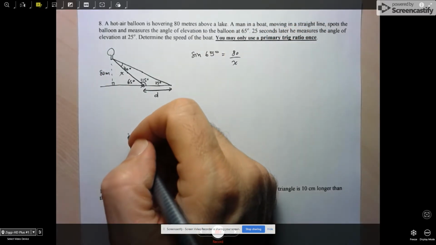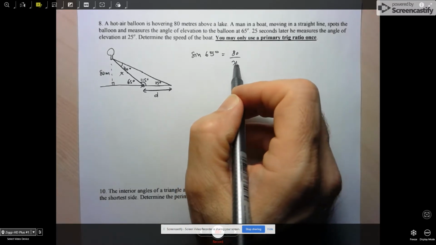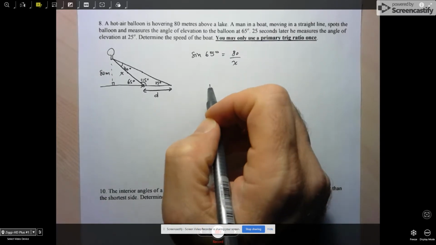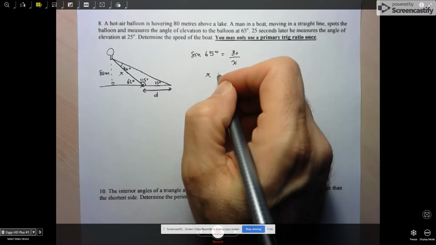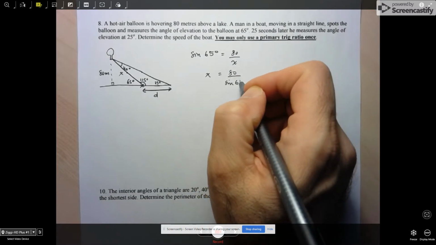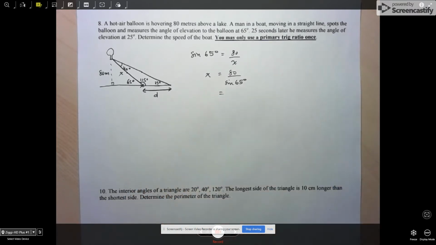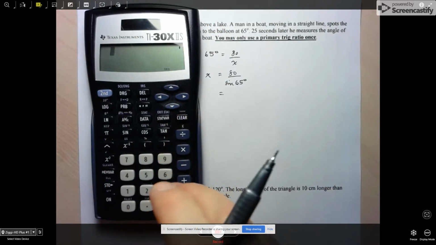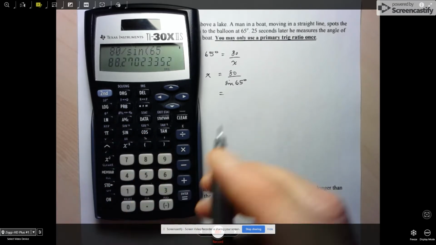In order to solve this, I'm going to multiply x to the other side, and I'm going to divide by sine 65 to the right side. So if you need to do this in two steps, you should. I'm first of all multiplying by x, and then I'm dividing by sine 65. Like I said, if you need to do that in two steps, I would strongly recommend that you do, to ensure you don't make a mistake. Now let's calculate that. Let's get our trusty calculator. So what do we have? We have 80 divided by sine 65, and that's 88.27.